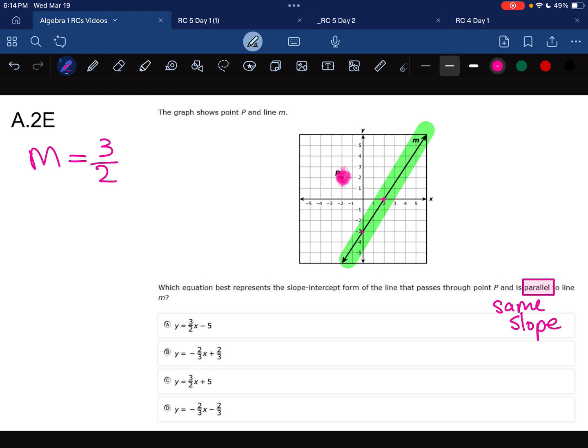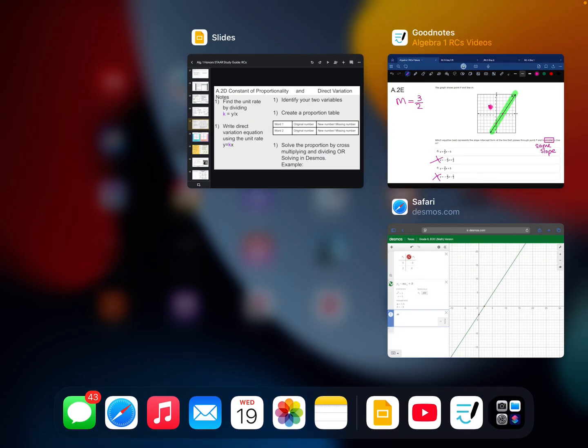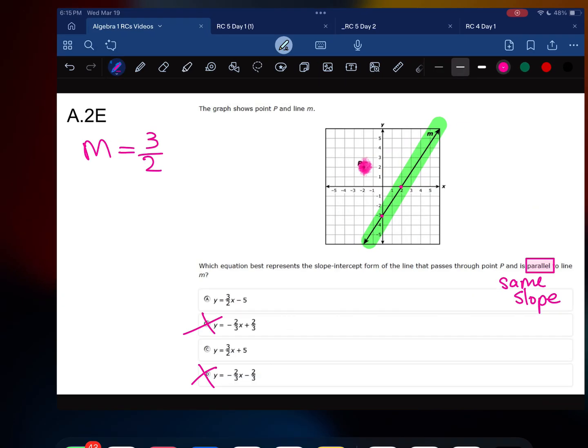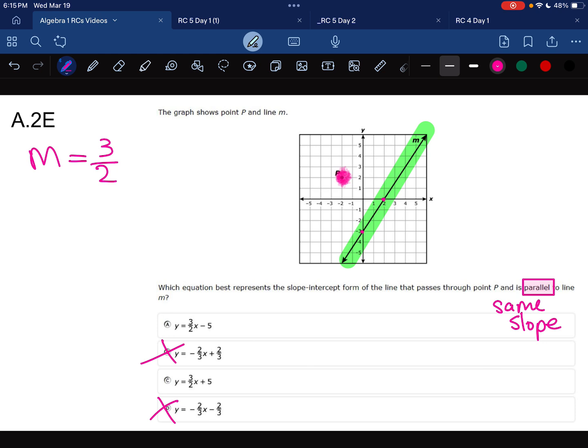So looking at my answers, if I know it's supposed to have the same slope, which answer choices can I eliminate? Correct. I can eliminate B and I can eliminate D. Again, it is parallel. Now, the question is asking me for the equation. It does not mean it has to have the same y-intercept. That's not what it's asking me. It means it's parallel. That means if I was to draw my line, it would be like this. It would not be the same line.